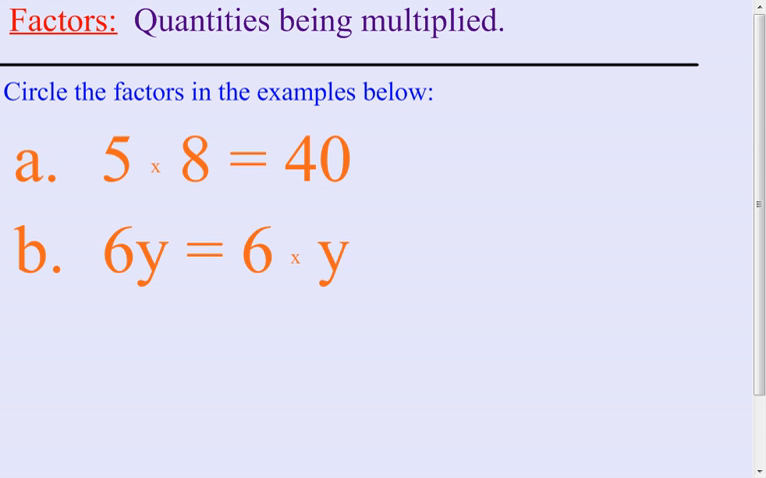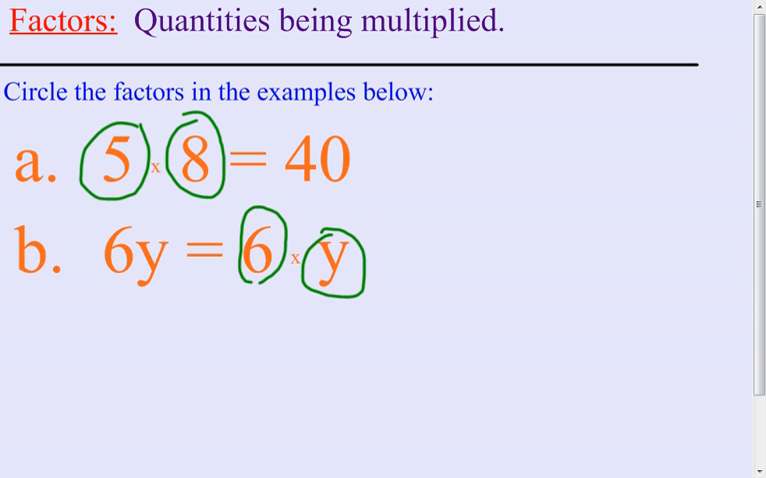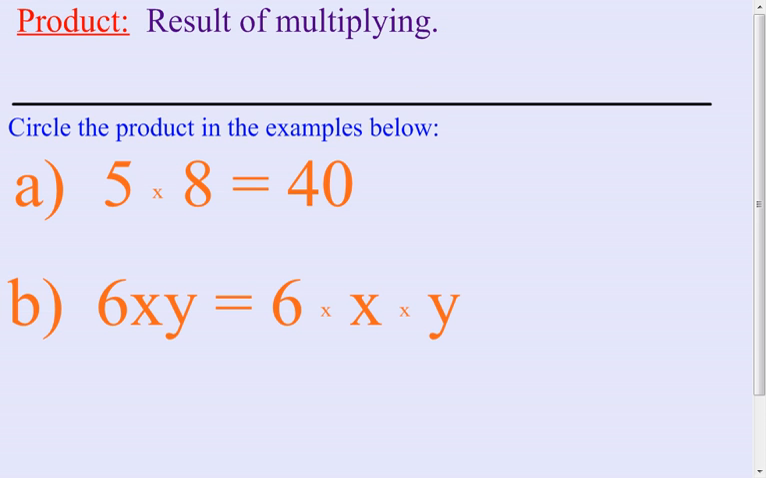All right, then we're going to look at factors. Factors are the quantities that are being multiplied. So in the first example, you have 5 times 8, which makes 40. And so the factors are 5 and 8. Okay, and the next one, you have 6 times y, that gives you 6y. The two things that you're multiplying together, the 6 and the y, are your factors. Then the product is your answer, basically. What do you get for an answer? So when I take 5 times 8, I get 40. When I take 6 times x times y, I get 6xy. And the result of multiplying is your product. So remember that the word product goes with multiplying.